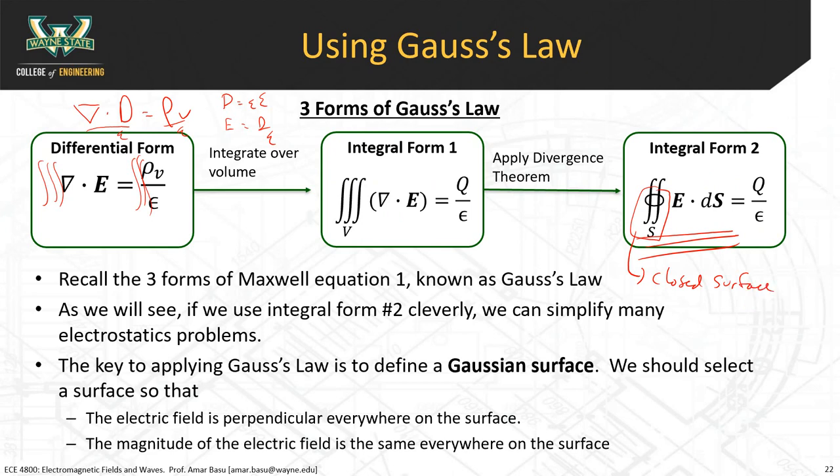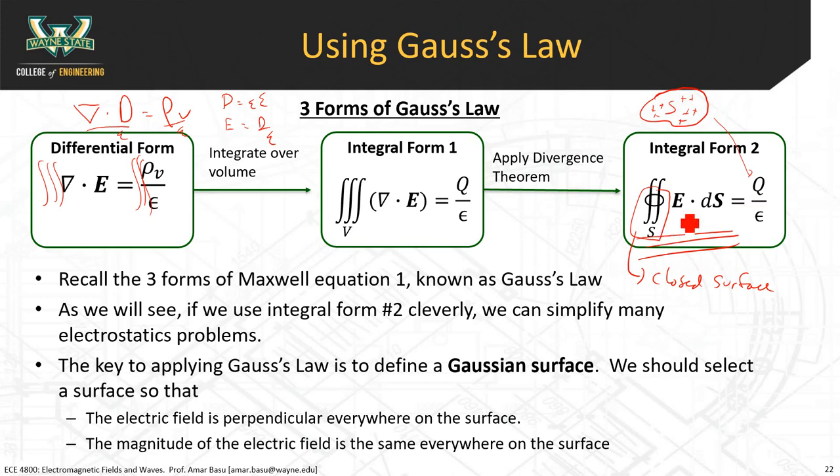All right, so what is this saying? This is saying that if we have some kind of closed surface S, closed surface means that that surface is enclosing a volume. Okay? The surface integral of E dot dS is equal to Q over epsilon. So Q represents the total charge inside the volume. If there are a bunch of charges inside a volume enclosed by the surface S, that total charge is equal to Q. All right? And so this is the right side of the equation.